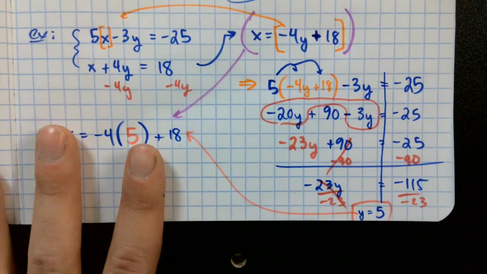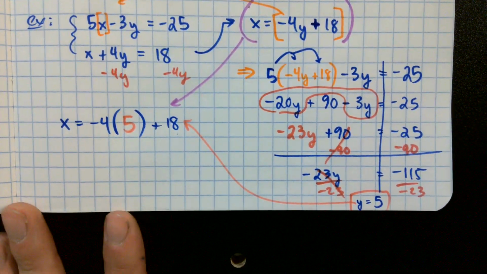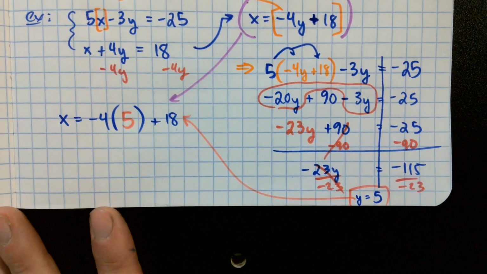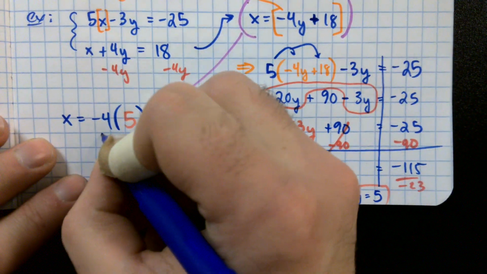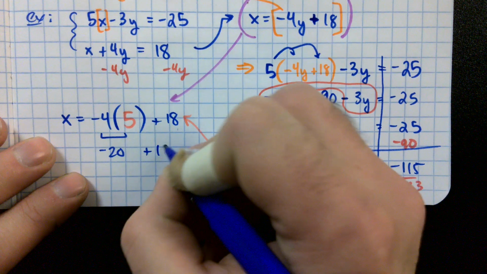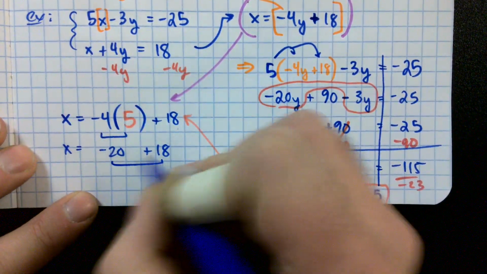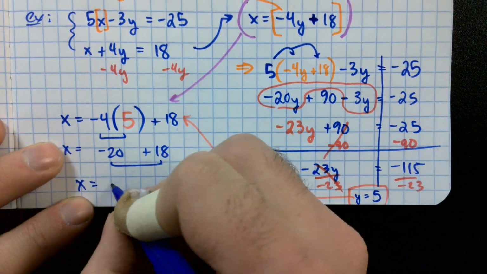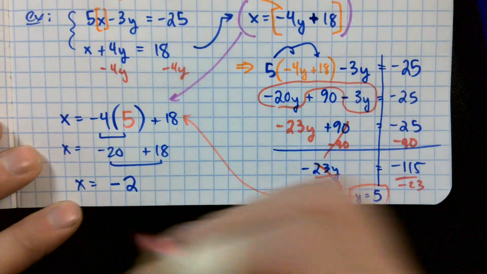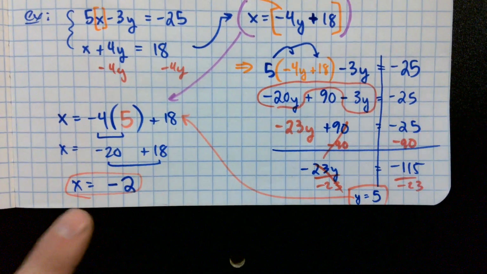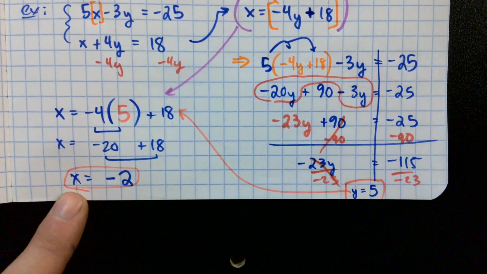A lot of arrows, a lot of stuff going on. Is this making any sense? Yeah. Okay. What's negative 4 times 5? What's negative 20 plus 18? Negative 2. So if x is negative 2, y is 5, what is my solution?